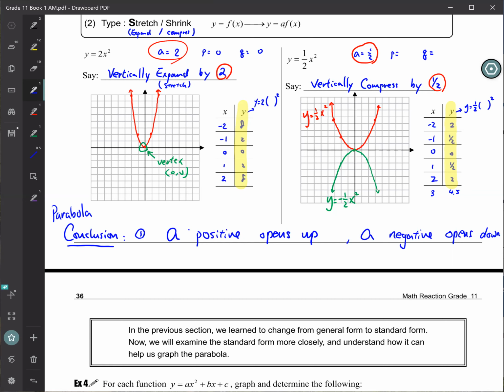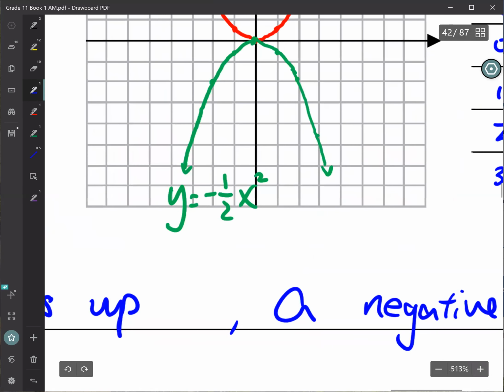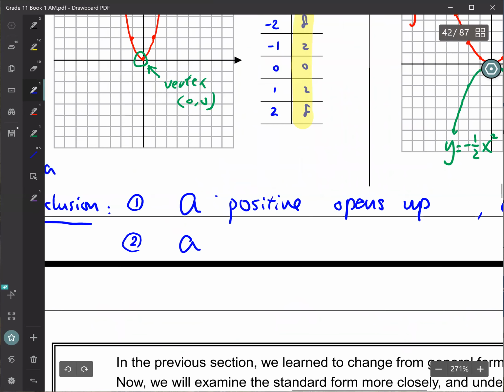And then second conclusion is talking about whether it expands or compresses, right? So A, and because, like I said over here, you only make it positive, even if it's negative. If you are given this question, the green one, when you talk about expand or compress, then you ignore the negative sign. You just make it positive. We call that absolute value, okay? So you put 2 bars around the A.